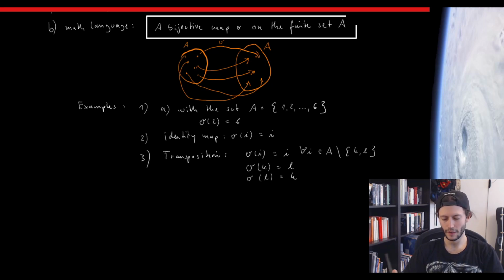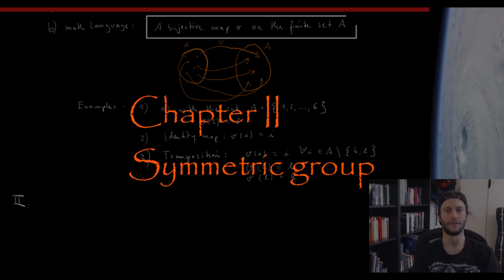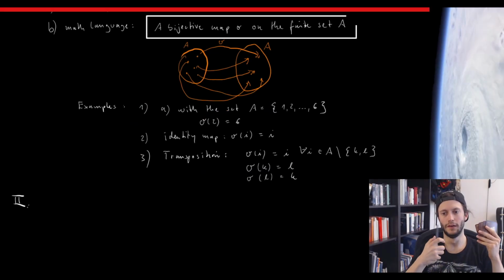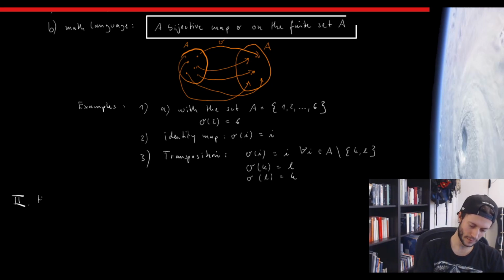Now, the question which immediately arises here is, well, okay, I have my set. I have some sort of permutations. In how many ways can I permute this set? How many permutations are to be found on this set? In how many ways can I shuffle?